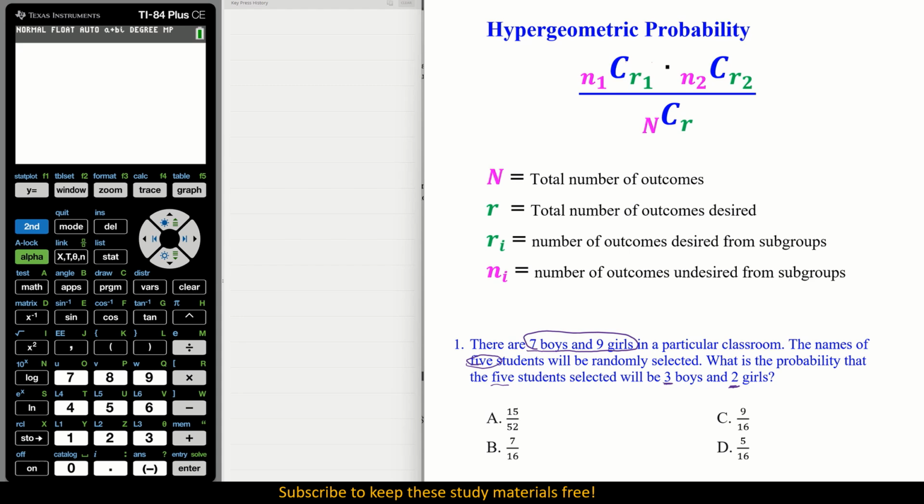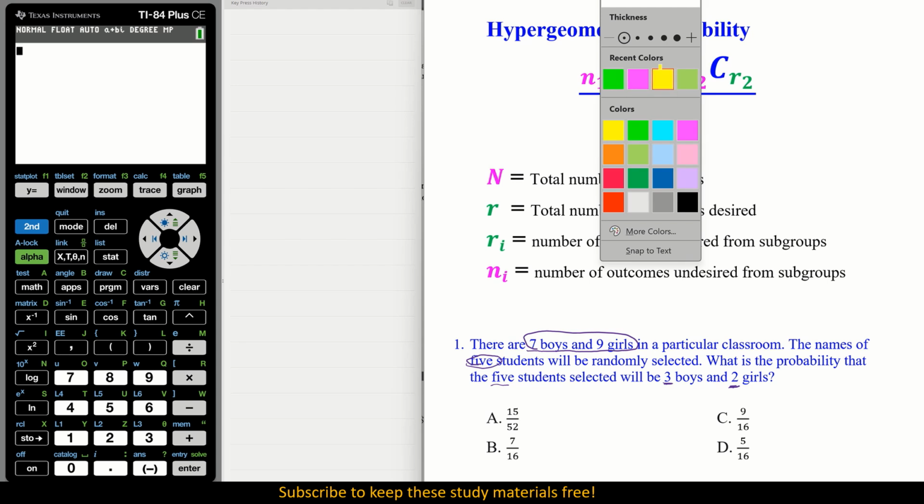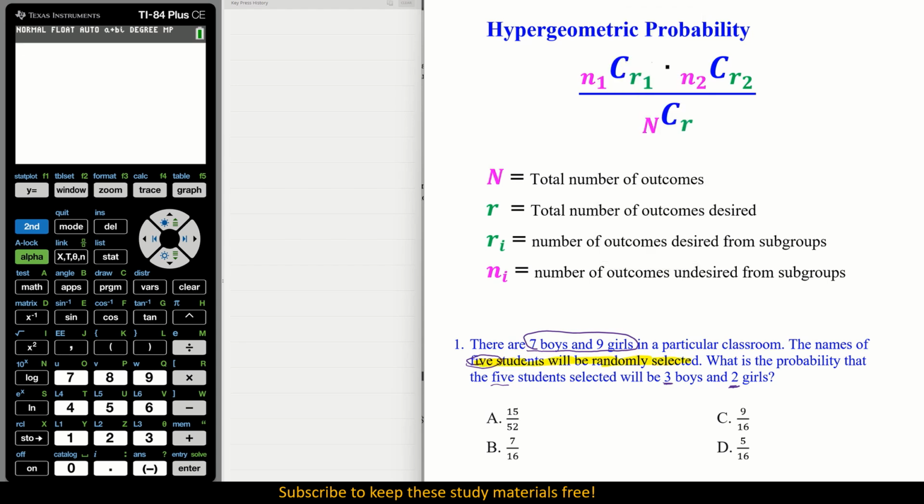Let's think about this. Do we have a permutation? Well, from our formula setup, we can see we don't. But the answer is we don't because we're not talking about a particular person being lined up. You're talking about a subgroup. We don't care which boy or which girl necessarily. And it does say, here, let me highlight this, that the 5 students are random. So that means the order doesn't matter. It's just a basic selection.